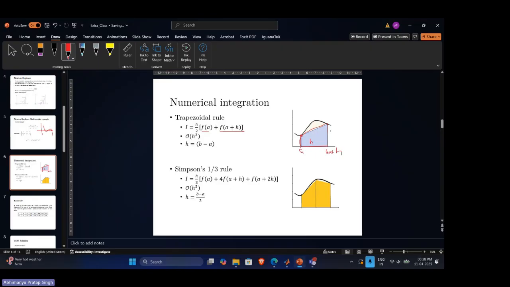So this is basically the sum of two parallel sides. We multiply that by the distance and then we divide that by 2. So it's like the area of the trapezoid, okay? So f(a) times h will give you the area of this, then f(a+h) minus f(a) will give you this side. And then this is h. So h times (f(a+h) minus f(a)) divided by 2 will give you this area.